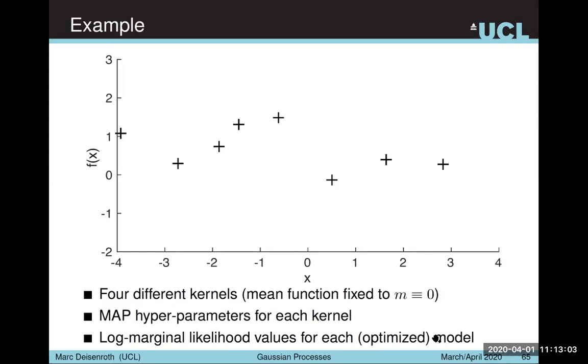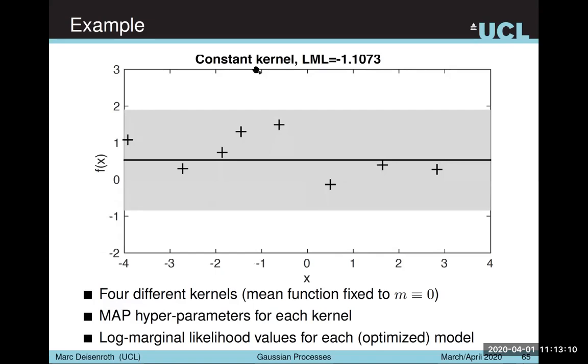Optimized model in this case means we're looking at 4 different kernels. If we use a constant kernel, so that is a kernel that allows us to just add a bias to the function that we want to model, then we would get a posterior Gaussian process, which looks like this, and that is the optimal bias that we can find, and we would get a log marginal likelihood value of -1.1.